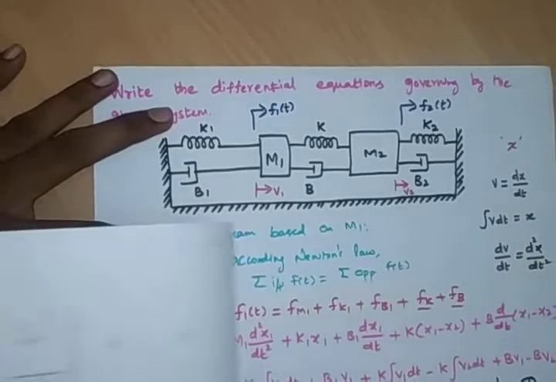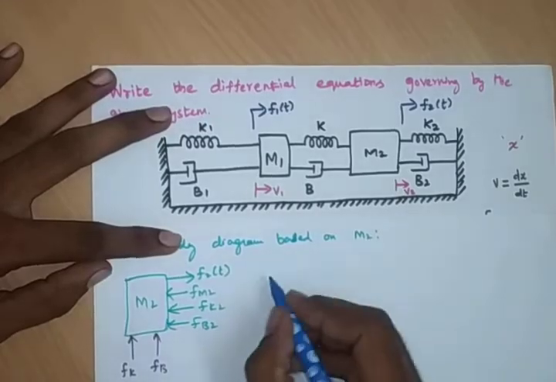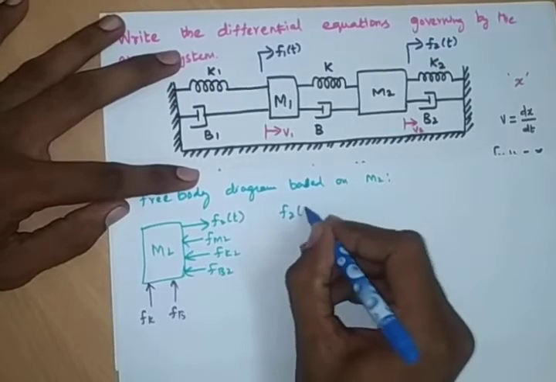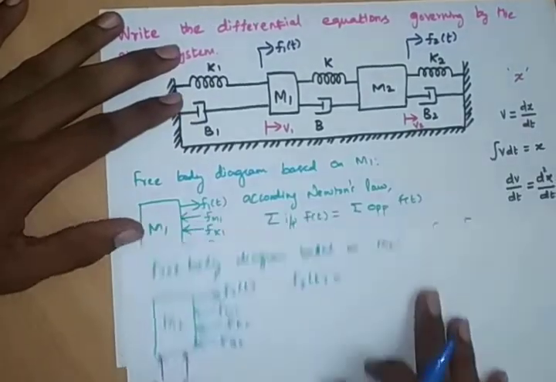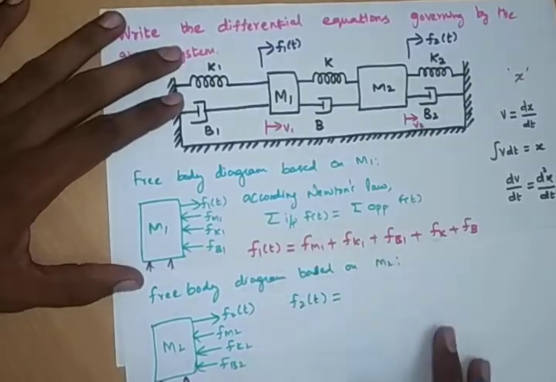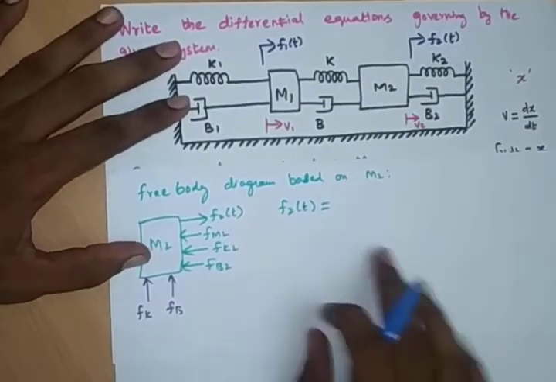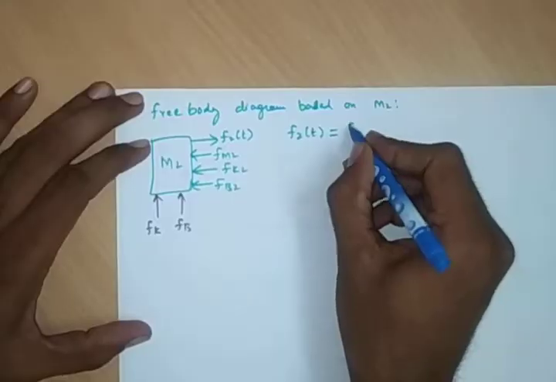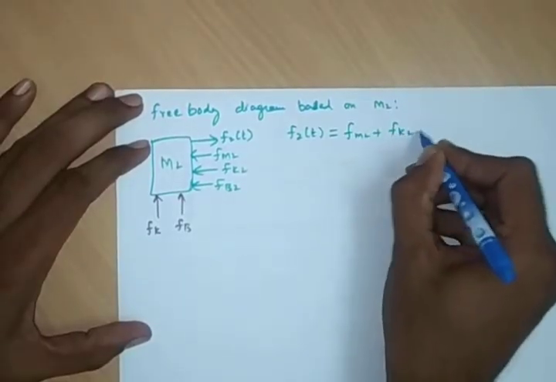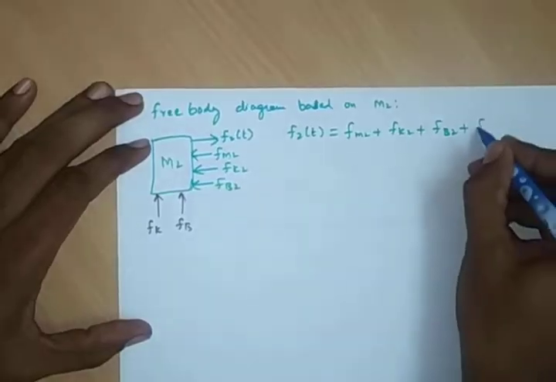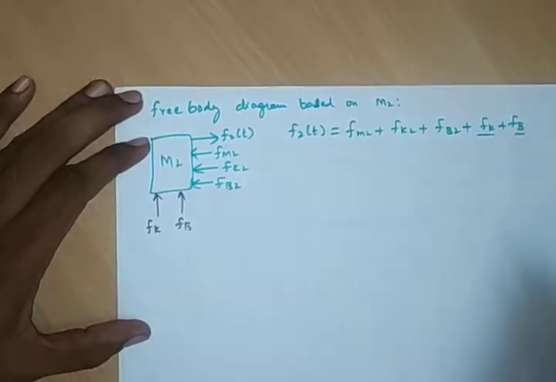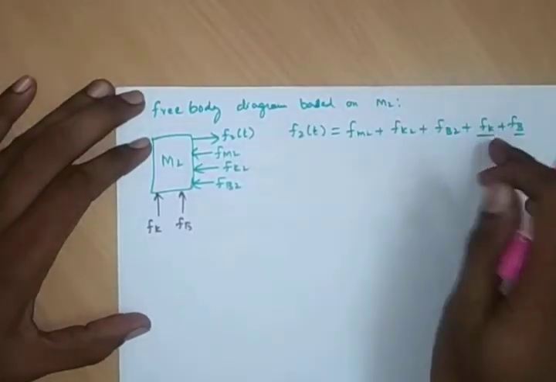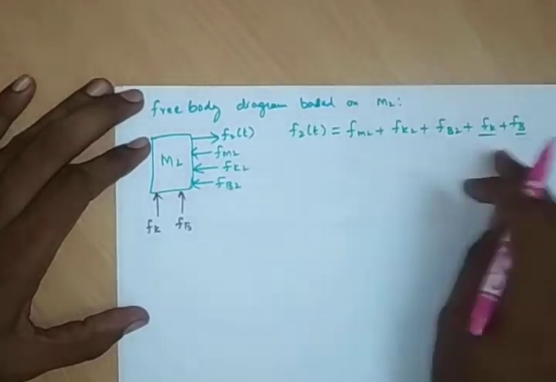Now we are writing the force equation. Force equation means F2 is nothing but that applied force. We know that sum of incoming forces is equal to sum of opposing forces. So F2 is equal to, for this particular node, we see only the free body diagram. F2 is equal to Fm2 plus Fk2 plus Fb2 plus Fk plus Fb. This is what is called the force equation. Let us substitute the opposing force values.